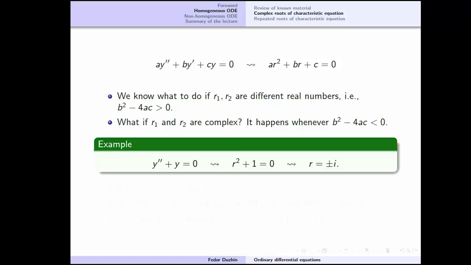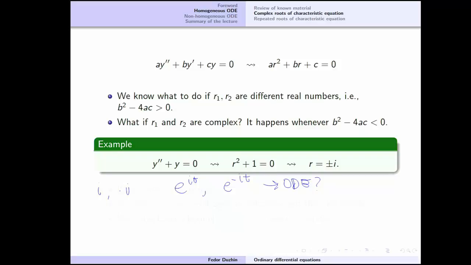But let us just try to see what is going to happen if we use the complex roots, right? According to the general recipe, if the complex roots are i and minus i, then we should try solutions of the form e to the power it and e to the power minus it. So let us try to substitute them into the ODE and see what's going to happen.